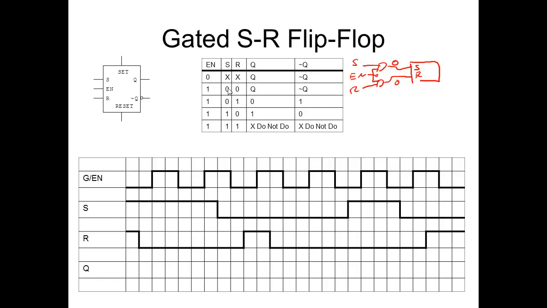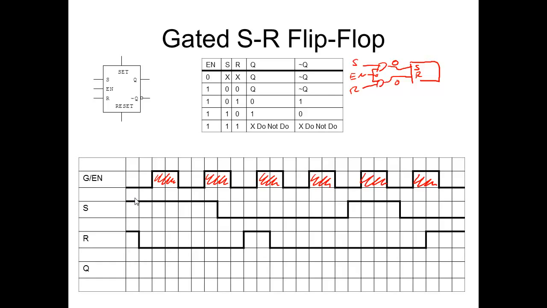When it's high, when it's enabled, we follow just like the regular SR. We've got a low and low, that's just a hold. 0 and 1, high on reset is a reset. High on set is a set. High on both of them is a do not do. So really we're only going to look for the areas where the enable line is high. So we basically are going to look at it from here to there, there to there, there to there, there to there, and there to there. We don't care what's going on between. From there to there, we're just going to hold.